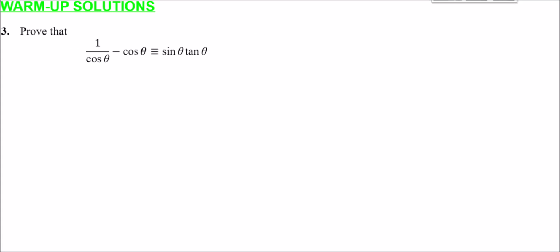Part 3. Prove that 1 over cos theta minus cos theta is the identity of sine theta tan theta. So to prove identities, what we need to do is just start with one side and prove that it's identical to the other. And so we're going to start with the left-hand side. I'm just going to call this LHS, which stands for left-hand side.